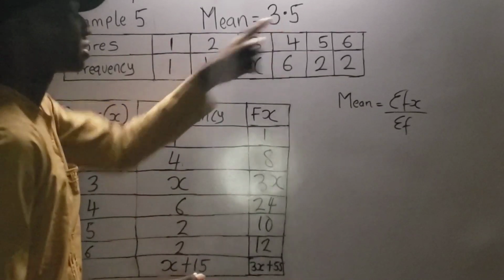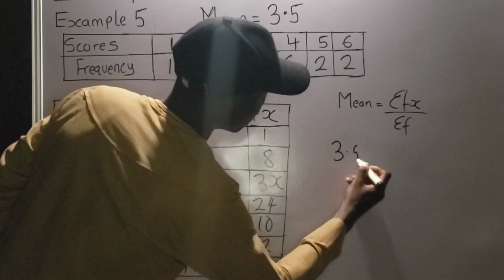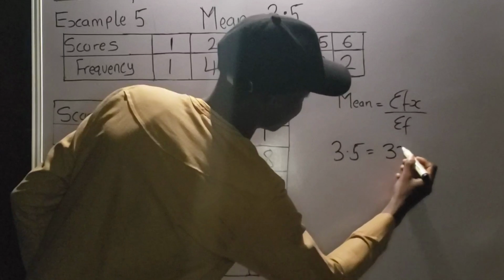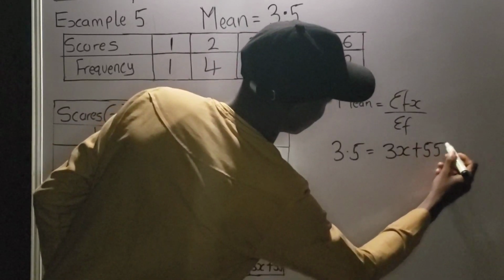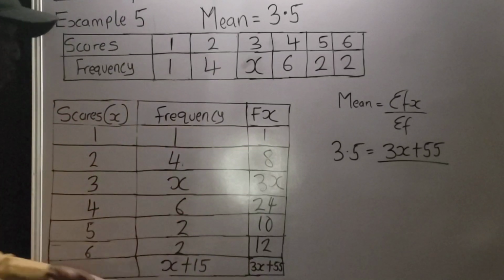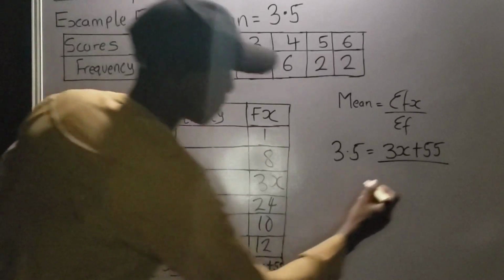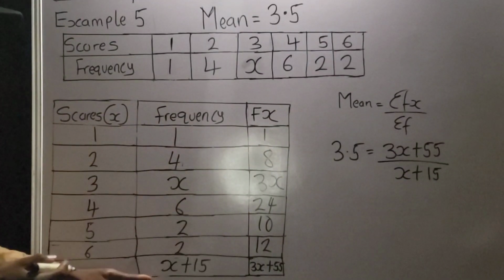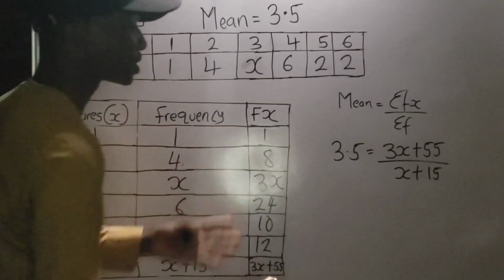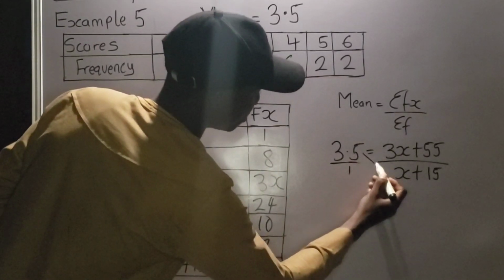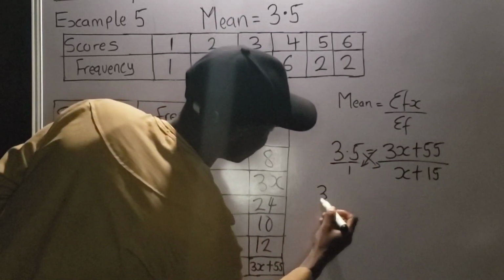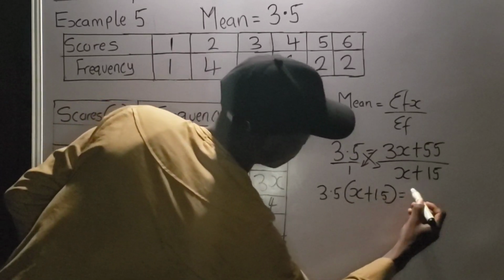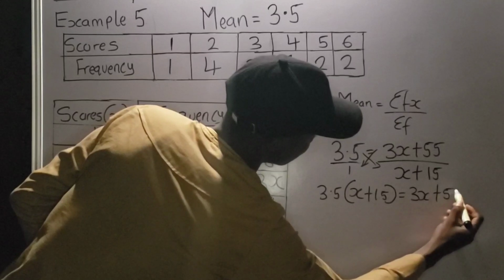Since mean has been given as 3.5, I'm going to have 3.5 is equal to summation fx, which is 3x plus 55, all over summation f, which is the sum of all the frequencies. So that will be 3x plus 55 all over x plus 15, okay? So from this point, I can cross multiply. I'm going to have this over 1. So this will come to this and this will come to this. So I'm going to have 3.5 times bracket x plus 15 is equal to 3x plus 55.